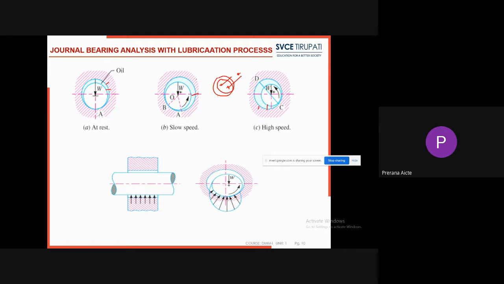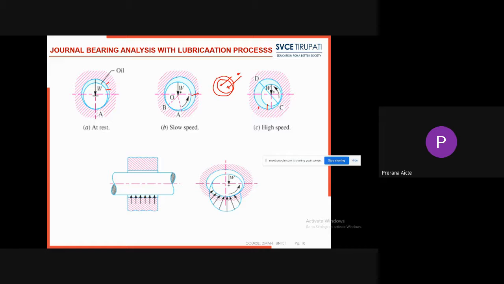If you have more gap, what happens? We can supply more lubrication oil, to absorb more heat in less time. That means to increase the life of the component. If you have less gap, we can supply only a small amount of lubrication oil, and it will take more time to absorb the heat. Like that, we have clearly analyzed the journal bearing lubrication process.